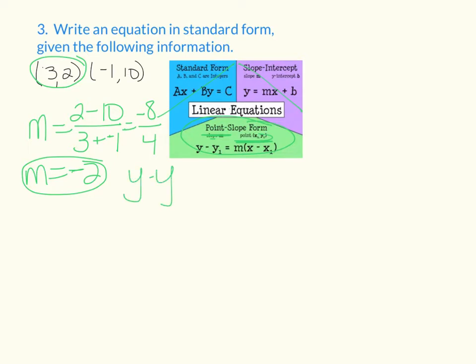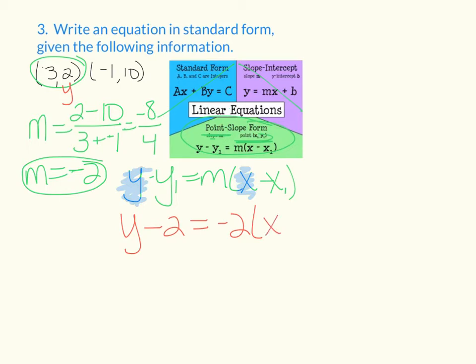Remember, we have y minus y sub 1 equals m times (x minus x sub 1). Again, remember that we are not going to touch the letter without a number. We're going to sub something into the rest. So we have y minus, now my y value is 2, equals, and my slope I said was negative 2, so I'm going to put that in there. x, and then my x value is 3. Now I'm going to distribute.